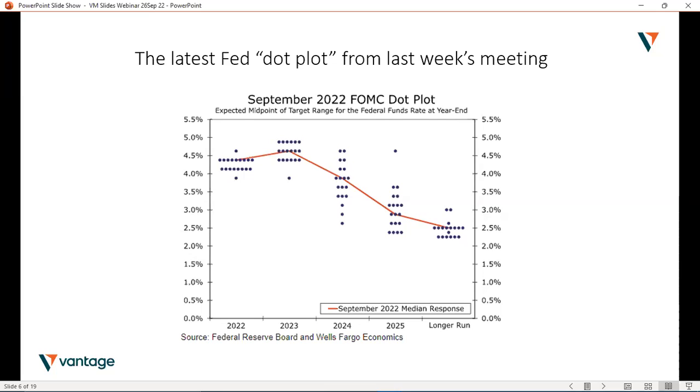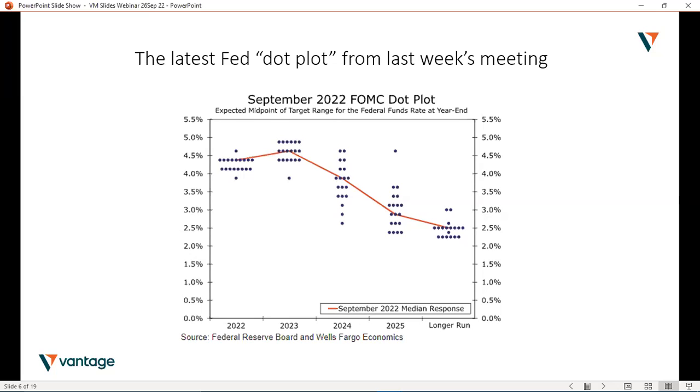The statement itself, the Fed statement, was an exact copy of the end of July. So ongoing increases in the policy rate will be appropriate as inflation remains elevated, we know, reflecting supply and demand imbalances with higher food and energy prices and broader price pressures.